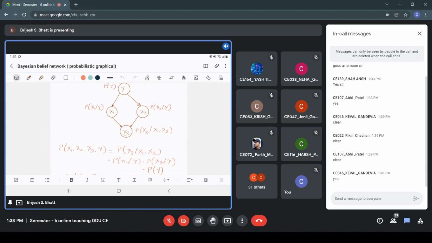Without any assumption, the joint distribution is very difficult. If you do not assume any kind of dependency, then to calculate the joint distribution of four variables, you need to try all combinations, like the probability of x1 given everything else into the probability of x2 given everything else, and so on. But here, since you are making this assumption, your probability calculation is a little bit easier.